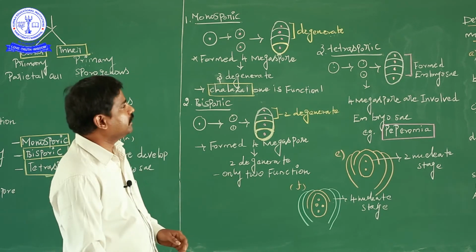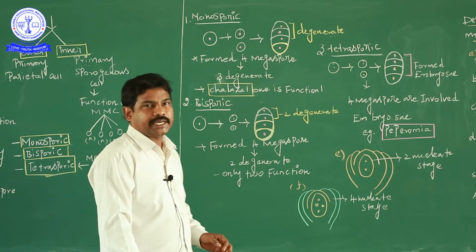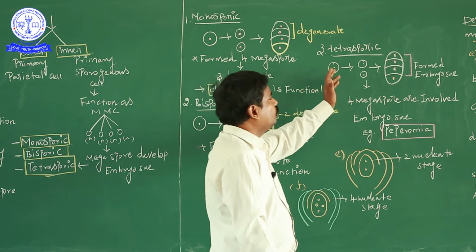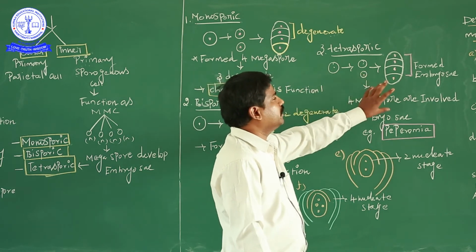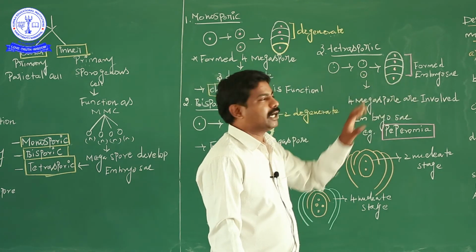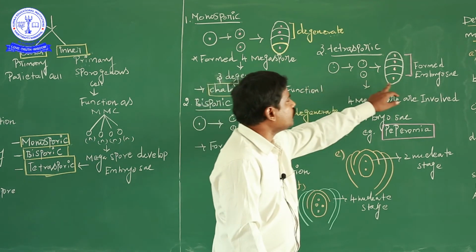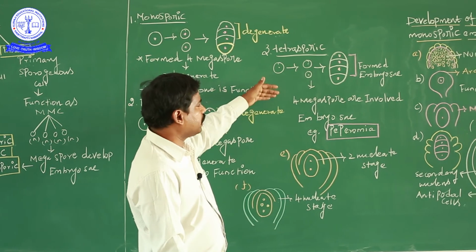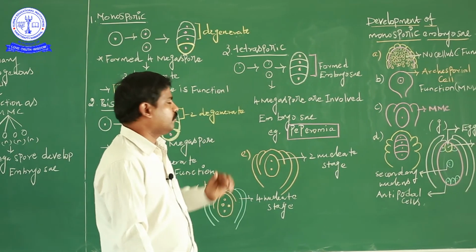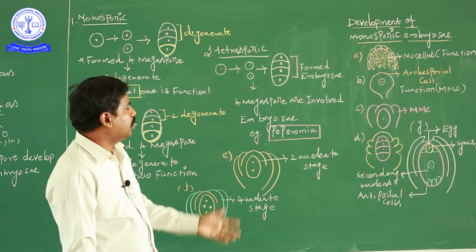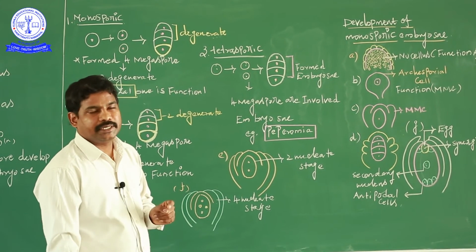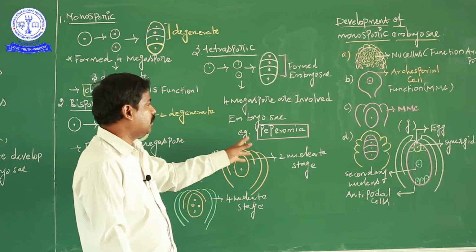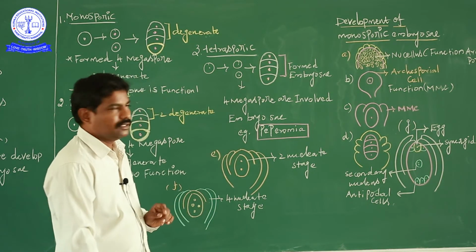And then the tetrasporic embryo sac. Tetra means four. All four cells are fully involved in forming the embryo sac. Again, a total of four megaspores are involved in the embryo sac formation. The best example is Peperomia. This is the best example, Peperomia, and it has already been asked as a question.